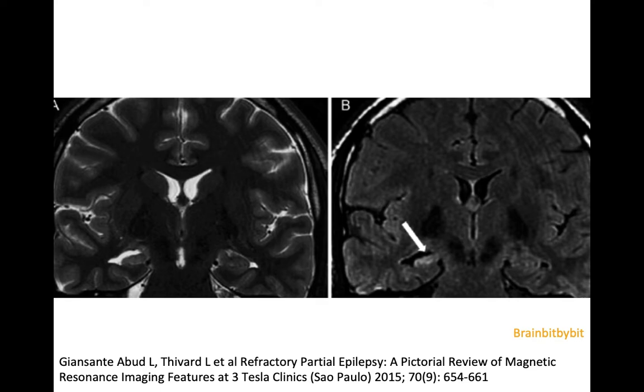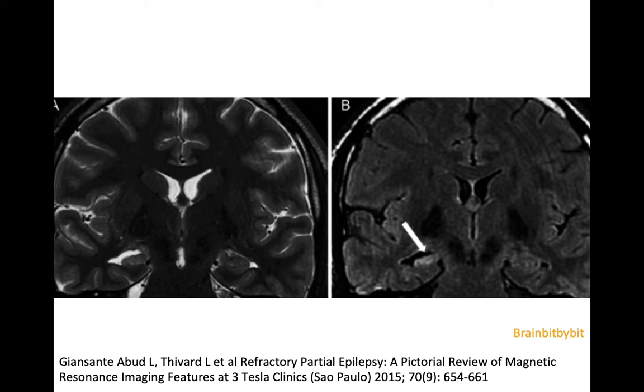What you see on imaging is that there is hyperintensity and volume loss of the hippocampus, best seen on FLAIR images, and loss of internal architecture of the hippocampus, best seen on T2 weighted images. When you look in literature, the normal architecture of the hippocampus should be that of two interlocking Cs.